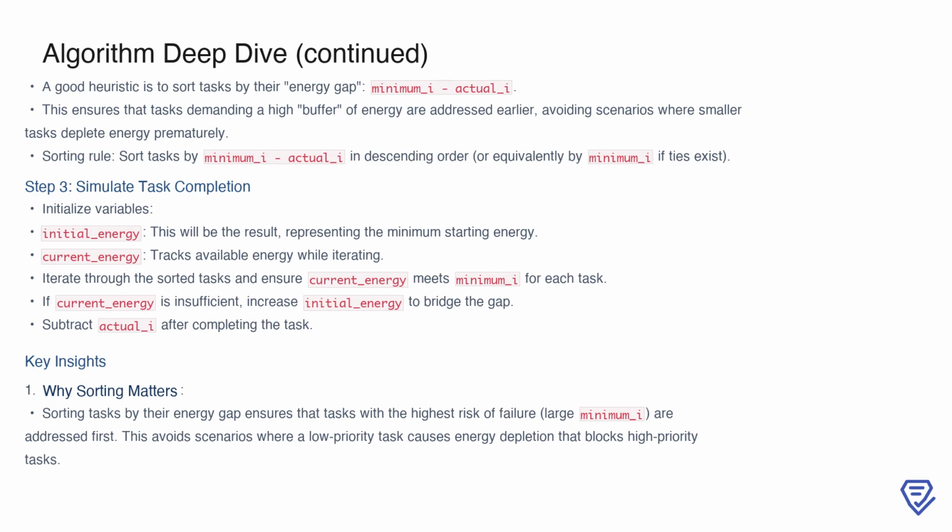Once sorted, we simulate the task completion process. We initialize two variables: initial_energy, which captures the minimum starting energy, and current_energy, which keeps track of the energy available as we process the tasks. As we iterate through the tasks, we check if our current energy meets the minimum_I requirement for each task. If it doesn't, we increase initial_energy to make up the shortfall.